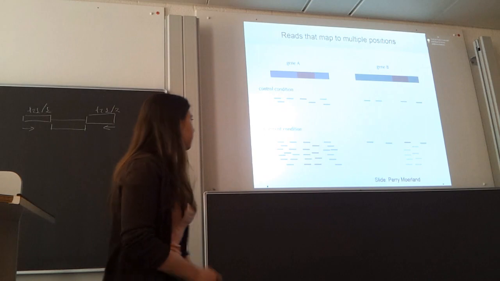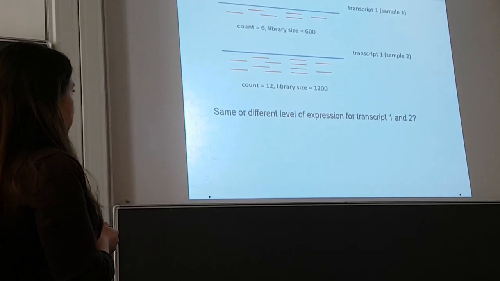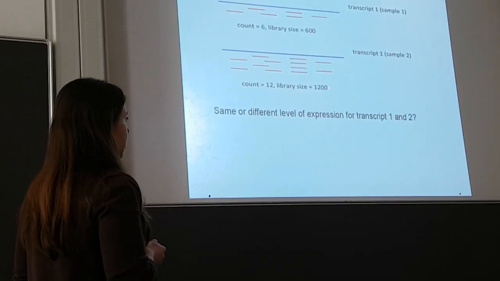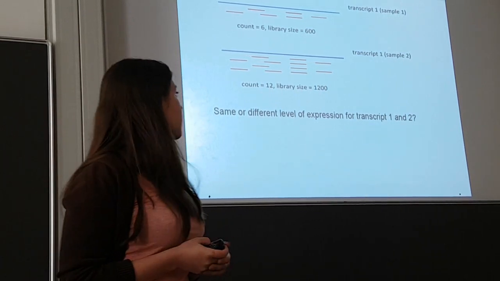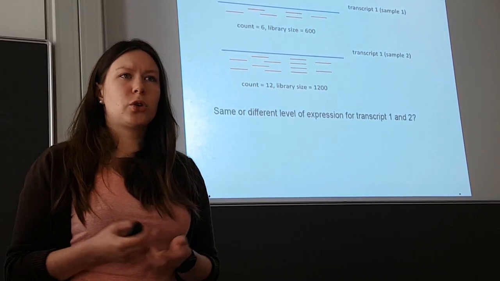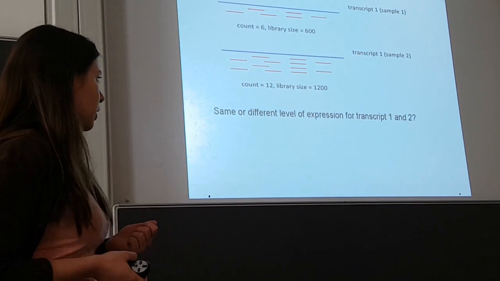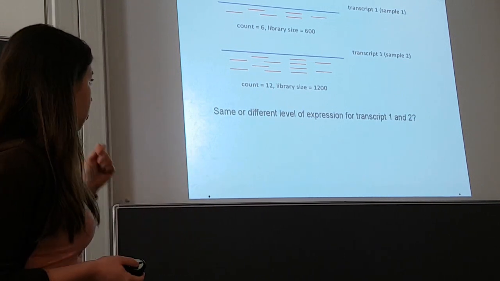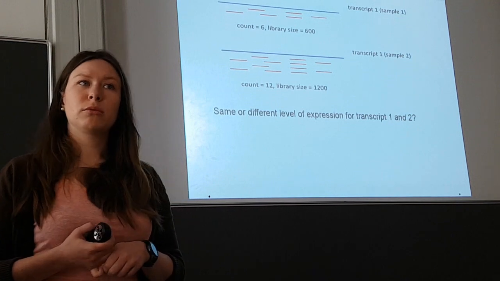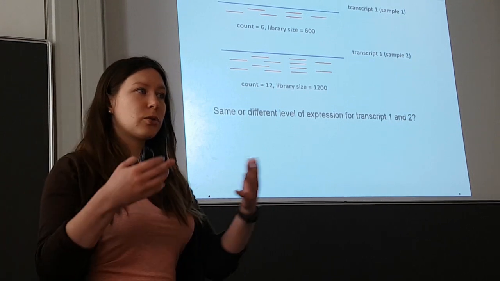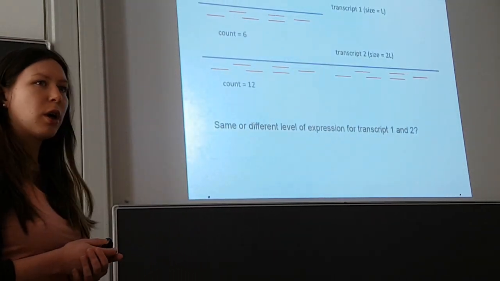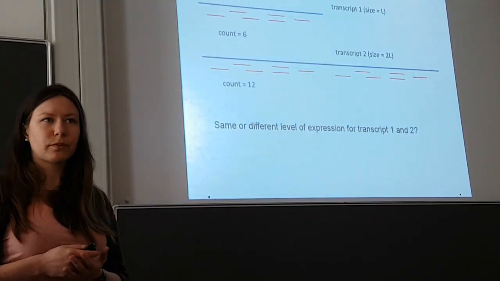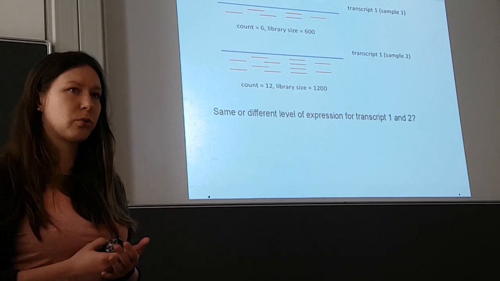How would you tell if gene A is overexpressed? You had library size 600, and in the second case it's 1200, and it's for the same transcript in sample 1 and in sample 2. So again, would you say that in sample 2 the actual transcript 1 is more abundant than in sample 1? No, right? So you need to correct for the library size and you need to correct for the transcript length. How would you do it? What do we do to correct this type of thing?